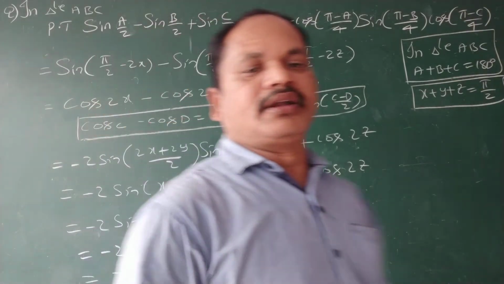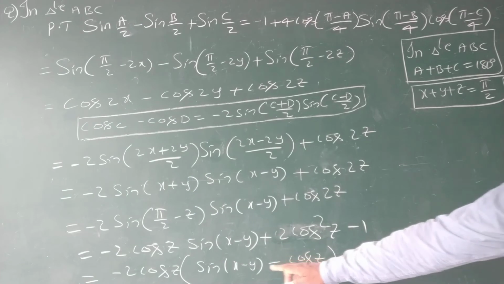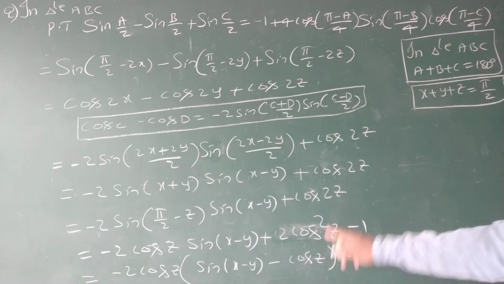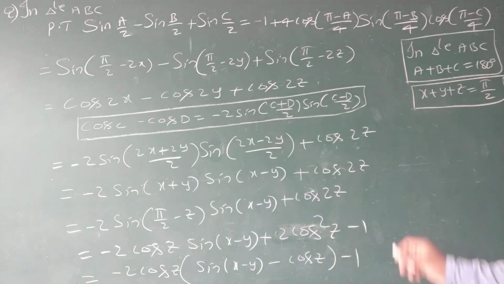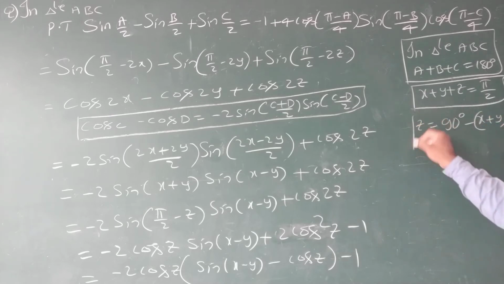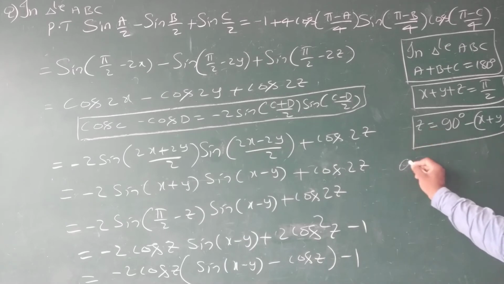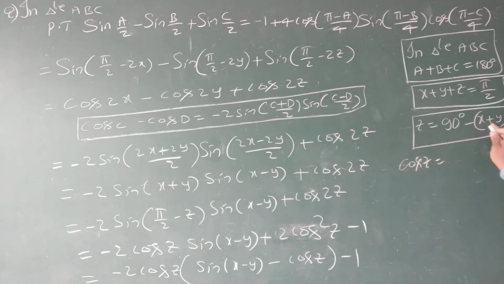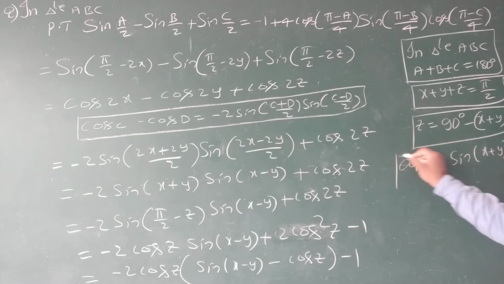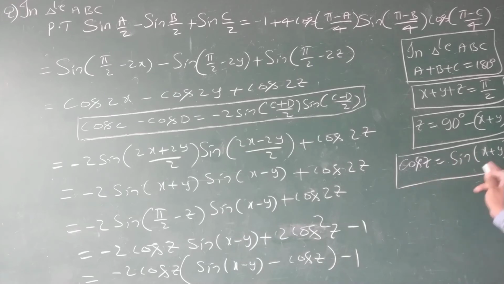Now in place of cos z, we have to write, since z is equal to 90 minus of (x plus y), cos z is equal to cos of 90 minus (x plus y), which is sin of (x plus y). That's why in place of cos z we have to write sin of (x plus y).